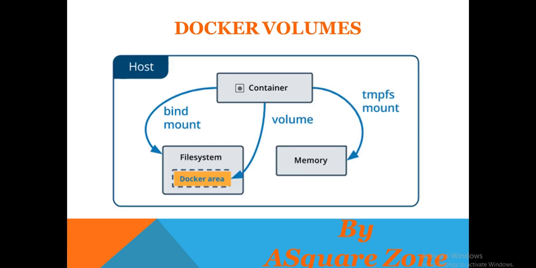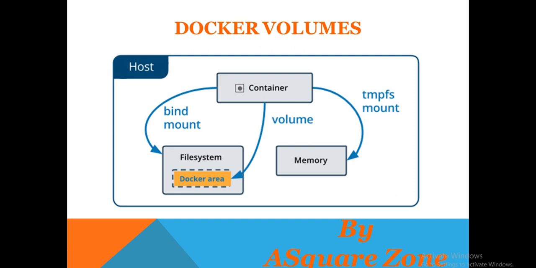In this image, we can see the host Docker volumes. In this picture, container bind mounts and volumes are using the file system, that is the Docker area, and tmpfs mounts are using memory here. So we will see how to create volumes and how we can work with volumes.